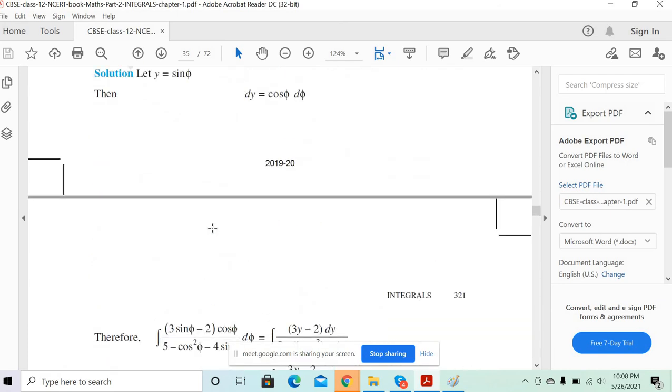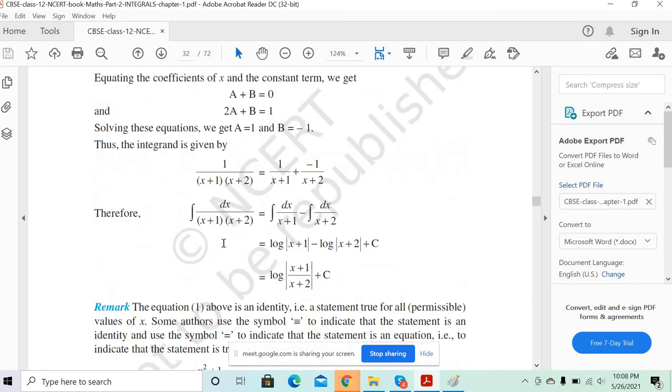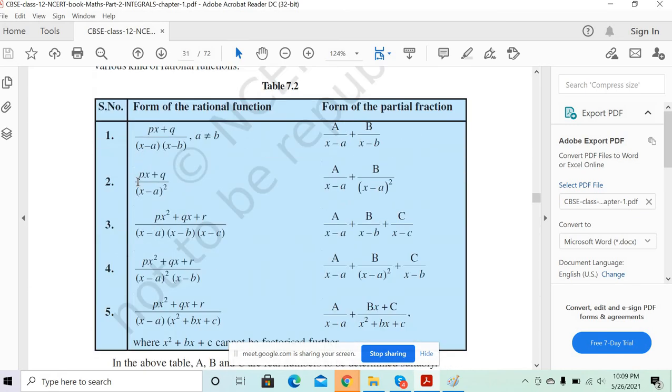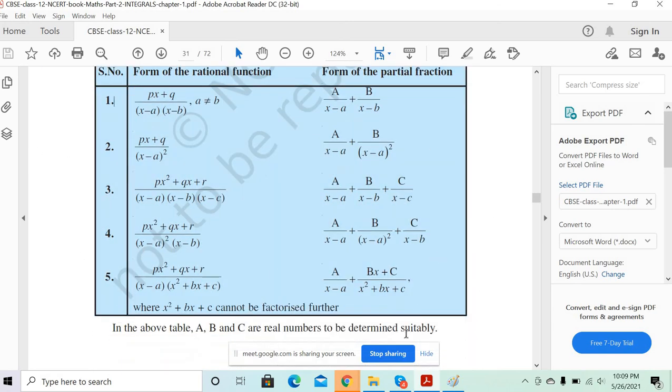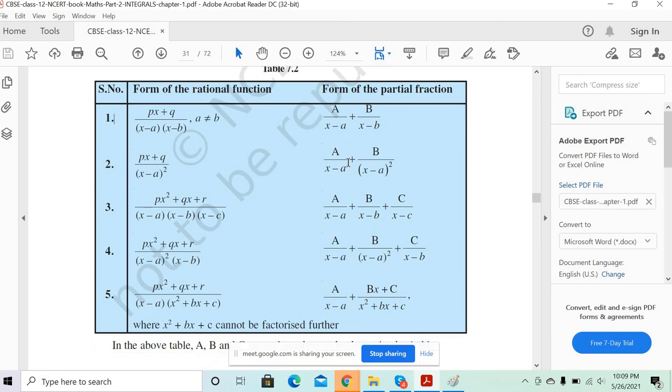It's pretty simple. Whatever table you have written, everything will be based on this table only, Vijay. All partial fractions are based on this table. Clear? Okay. This is what we'll be doing. Understood, right? We are just expressing this thing in the form of simple fractions so that we can integrate it.